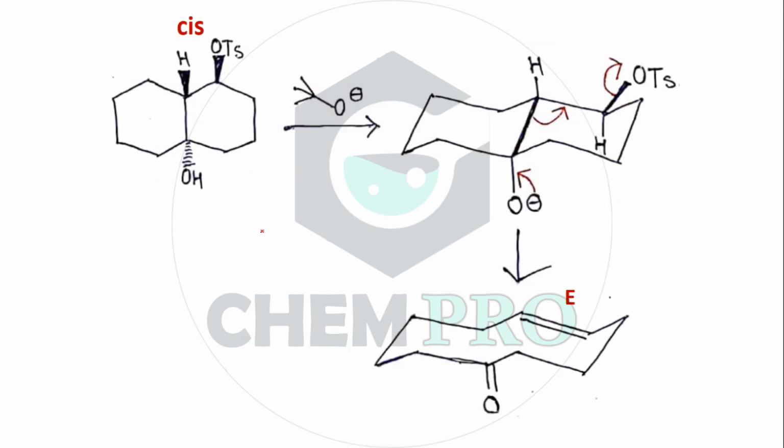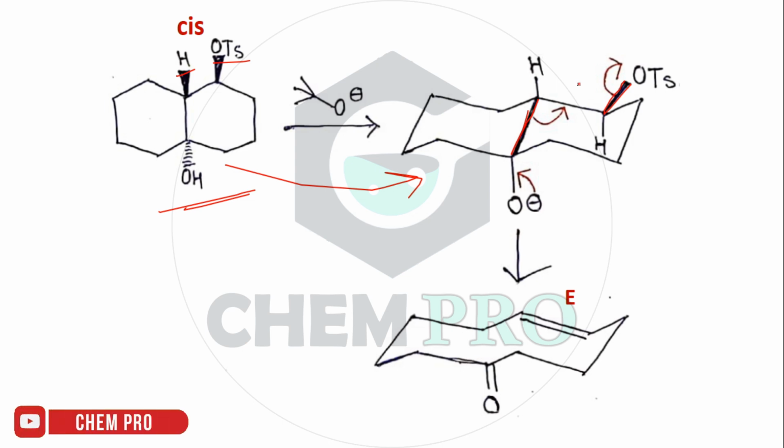The next example is also a trans-decalin system, and the hydrogen and the OTs are cis to each other. If we write this planar structure in a chair form, we can see that this C-C bond and C-X bond are anti-periplanar to each other, and after Grob fragmentation we get this E-alkene.